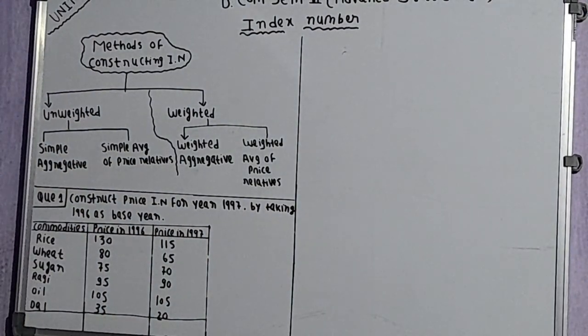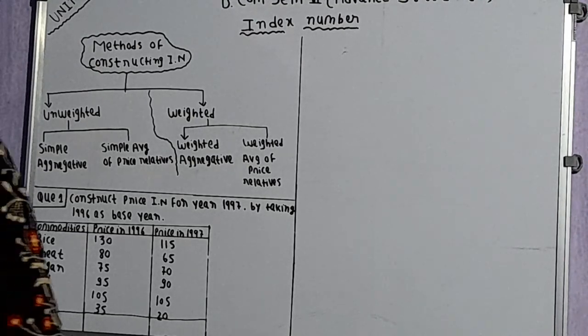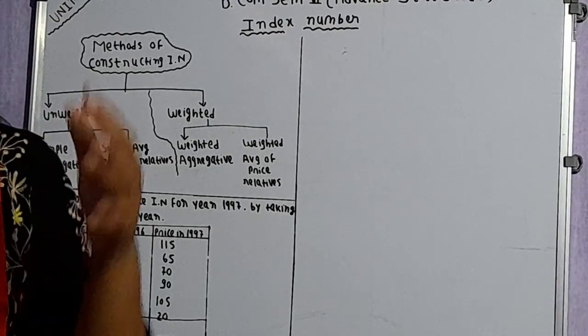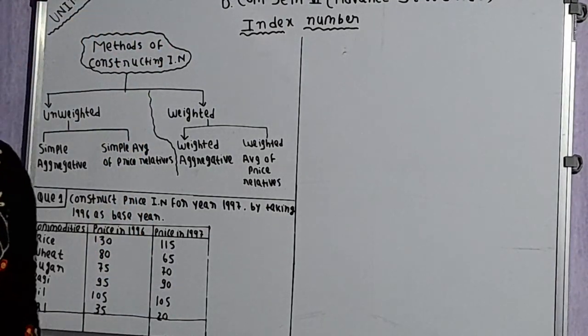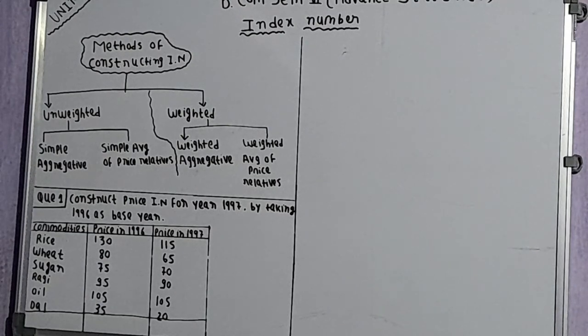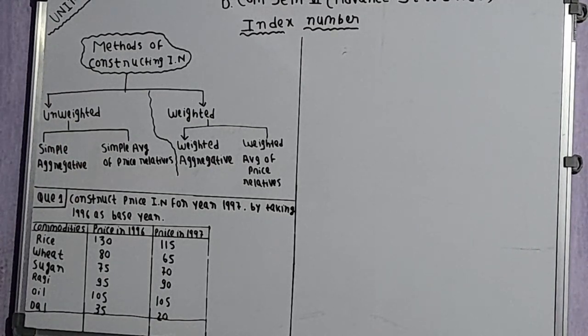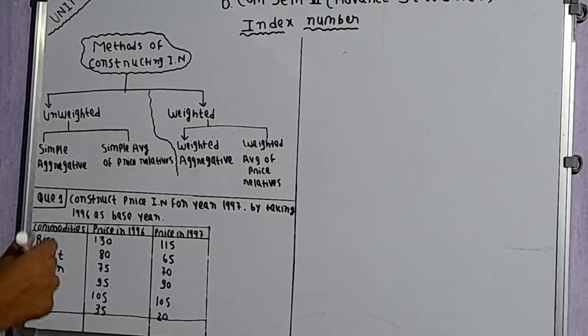When we talk about unweighted price index number, it means the measure which measures the percent change in price of a single item or a group of items between two time periods. We call it unweighted index number because each and every item in the group is given equal importance, equal weightage. Under unweighted index number we have two types, that is simple aggregative index number and simple average of price relative. Today we are going to deal with the problem of simple aggregative index number.